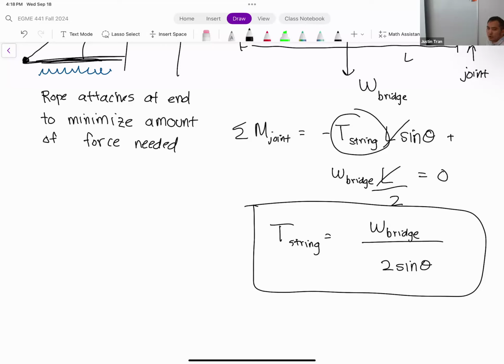So that's a relatively low amount, right? This is only basically half the weight of the bridge with an added factor of sine theta. If your bridge is not that heavy, maybe you only require 2 or 3 peasants to pull up your bridge, right?